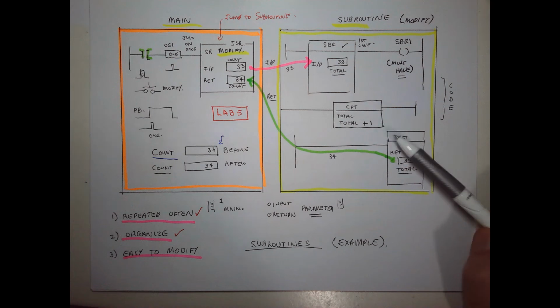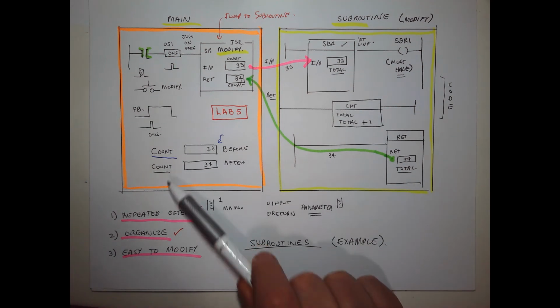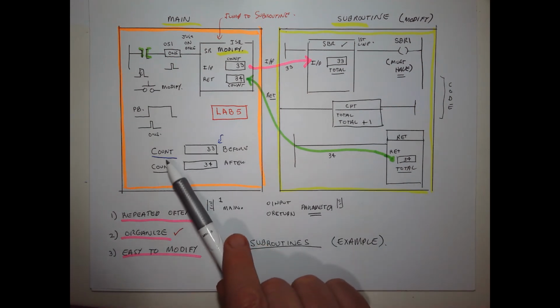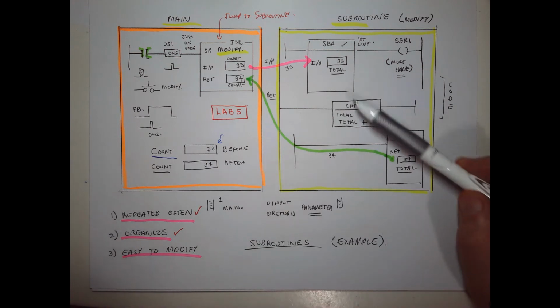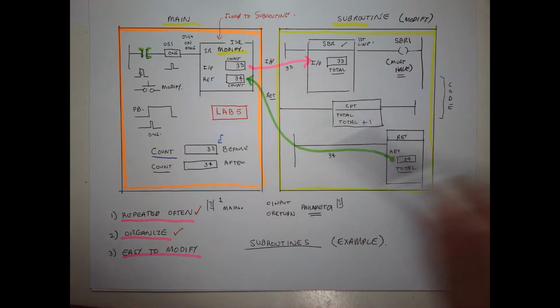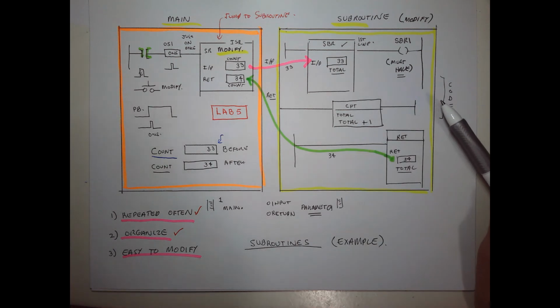I called it total within here, so slightly different than the variable over here. In the main program, the variable is called count. In the subroutine, the variable is called total. And it's a good practice to use different names within the main and the subroutine.